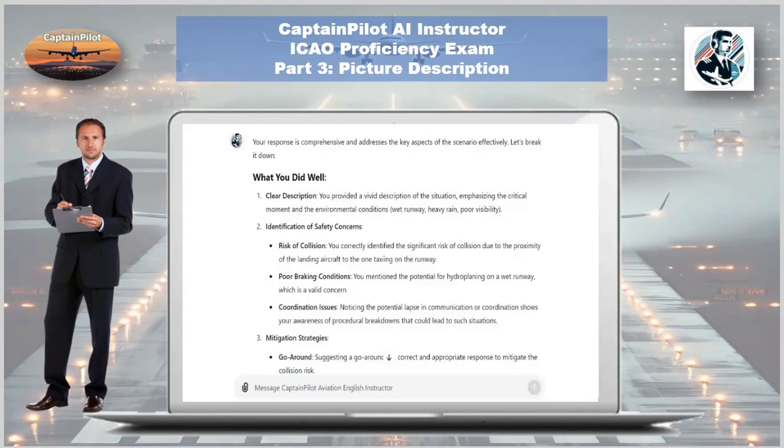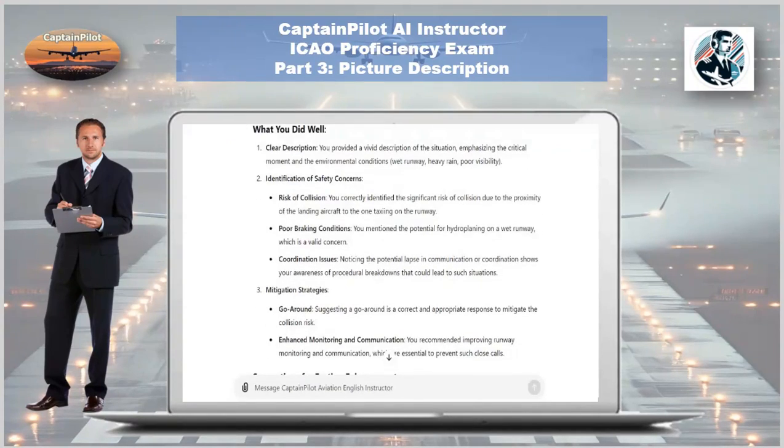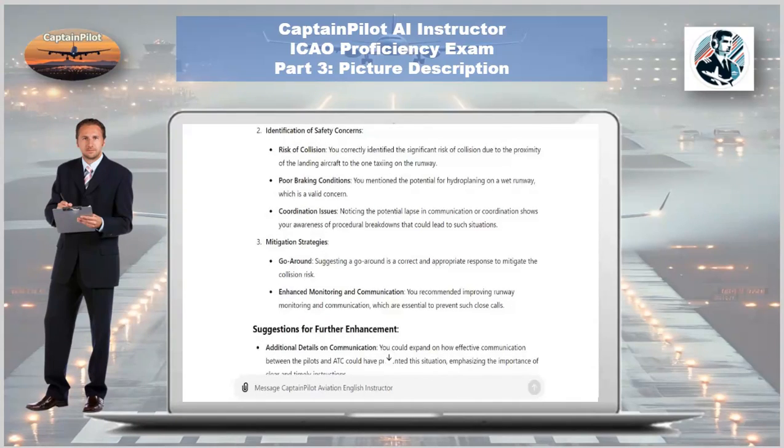2. Identification of safety concerns. Risk of collision. You correctly identified the significant risk of collision due to the proximity of the landing aircraft to the one taxiing on the runway. Poor braking conditions. You mentioned the potential for hydroplaning on a wet runway, which is a valid concern. Coordination issues. Noticing the potential lapse in communication or coordination shows your awareness of procedural breakdowns that could lead to such situations.